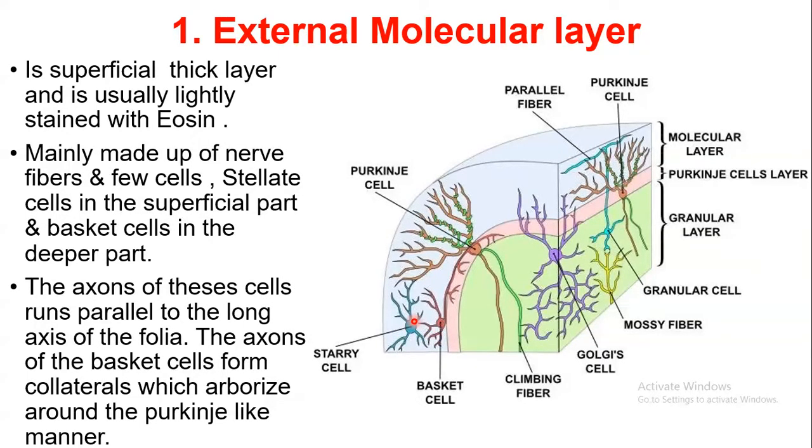The axons of these basket cells run parallel to the long axis of the folia, and the axons of the basket cell form a collateral around the body of the Purkinje cell and form the basket. So that's why they are known as the basket cells.